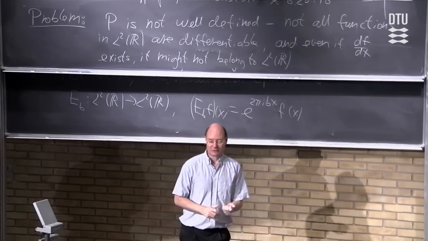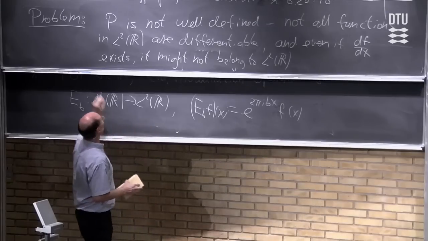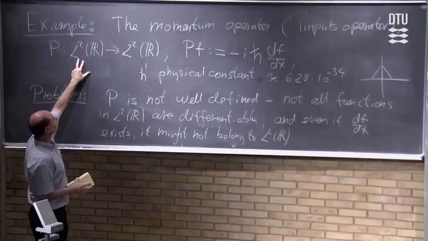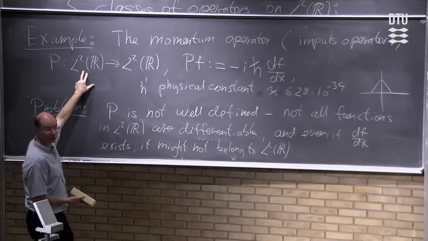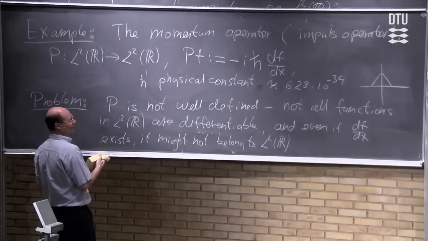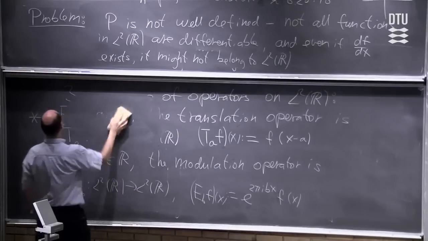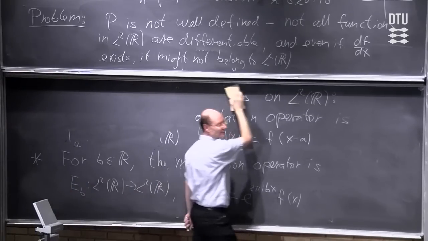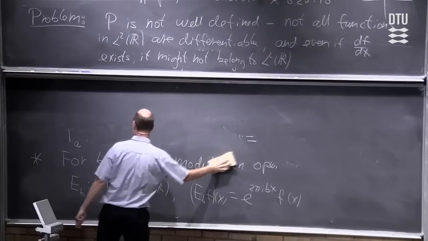This does not mean that we need to give up. This just means that we need to be more careful. This means that maybe it is not a good idea to define this operator on all of L2. So maybe we just look at a certain subspace of L2. So let's do that. Let's define the subspace in such a way that we get rid of the problems.